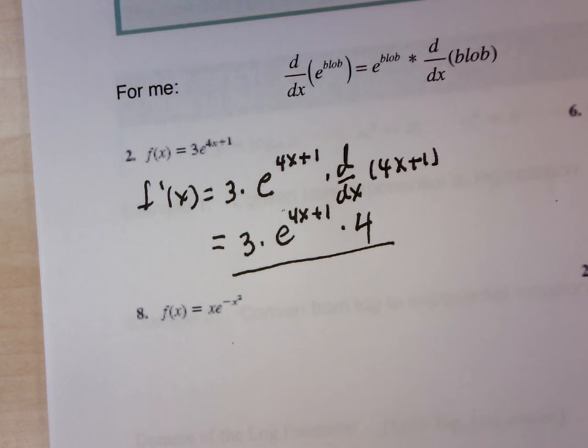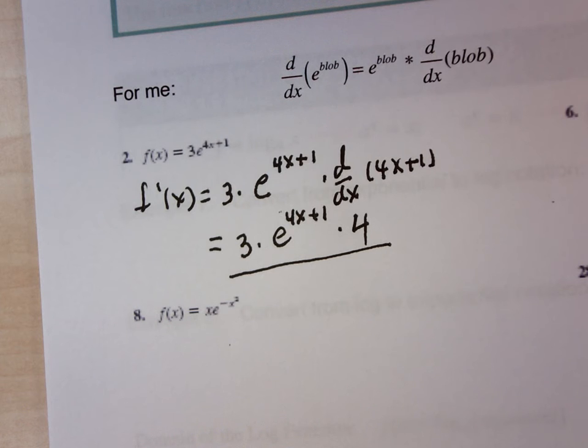E to the blob times the derivative of the blob. Just a rule that you need to remember.